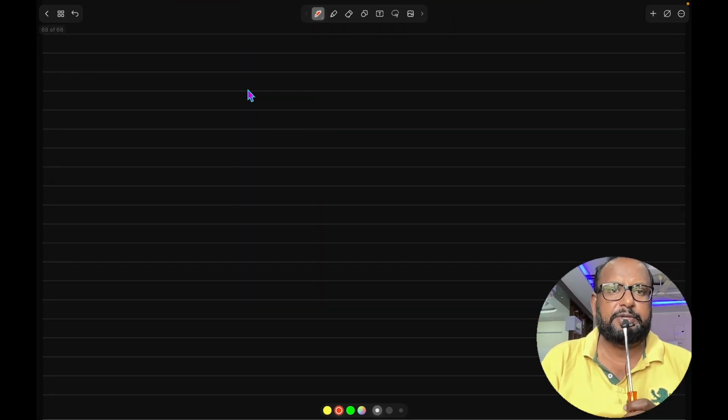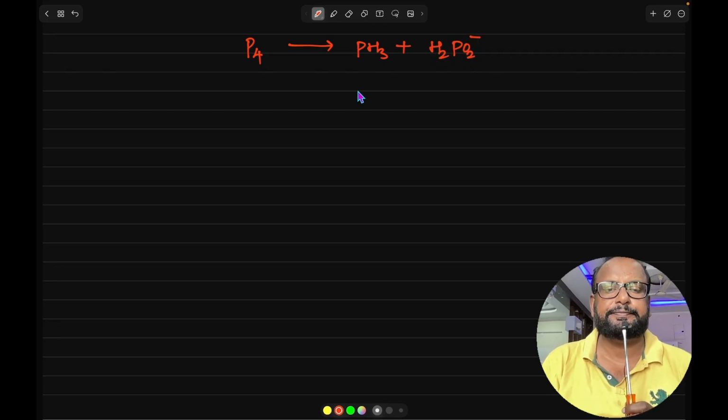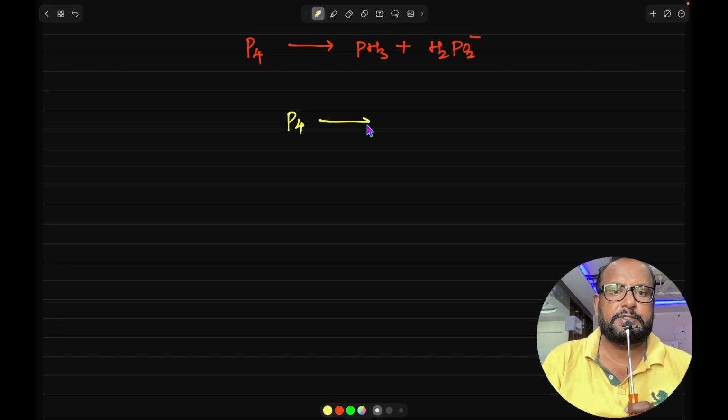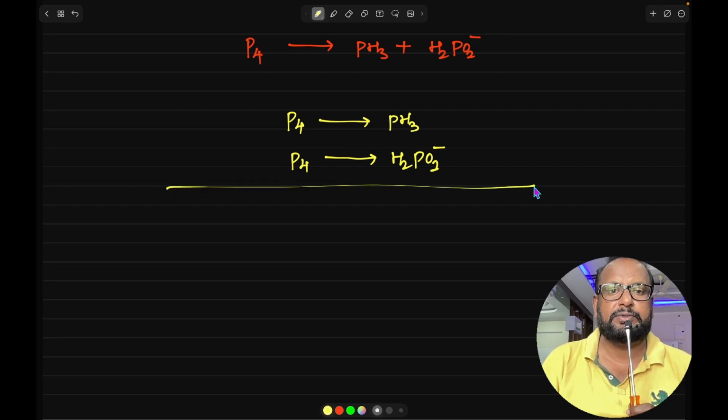We'll take one basic medium reaction, that is P4, which gives us PH3 plus H2PO2-. Let us do the same thing here. I split the reaction first. So P4 gives us PH3 and the same P4 gives us H2PO2-. So we just balance them and add them together.